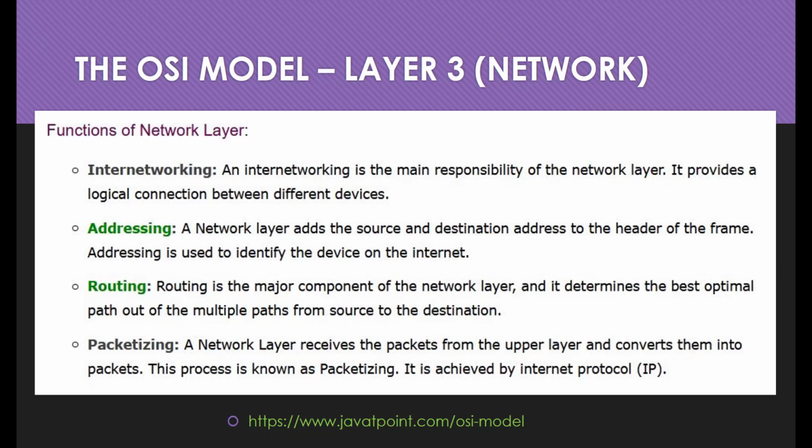We also have routing, which is a major component of the network layer and determines the best path, the optimal path out of multiple paths, from the source to the destination. Then we have packetizing. The network layer receives the data from the upper layer and converts it into packets. This process is known as packetizing and is achieved by the Internet Protocol, which is IP. So the process that creates the packets is called packetizing.